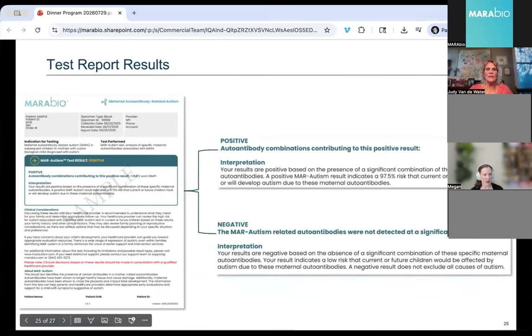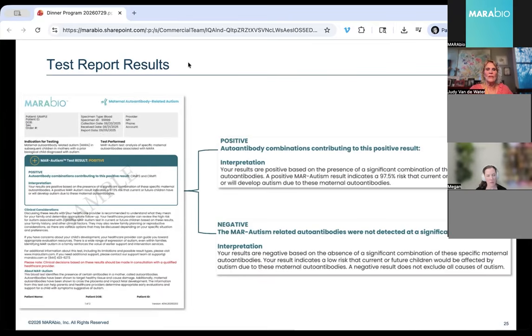Next slide. This is just a screenshot of the test report. It's just 2 pages. I know it's small, but I blew up here the positive and negative interpretation and description. We try to keep it pretty straightforward as to what this result means. A positive, again, we indicate that 97.5% risk. A negative, we want to be clear about what this test does and does not do. Because this is a subtype of autism, a negative test does not rule out all cases of autism. It just shows that there's a low likelihood that there would be children affected by autism due to these specific maternal autoantibodies at this time.